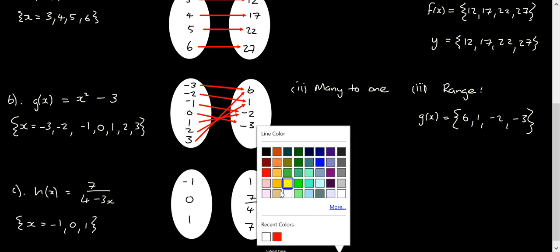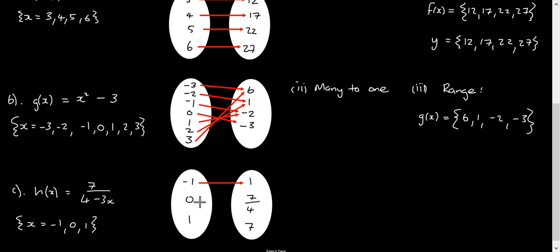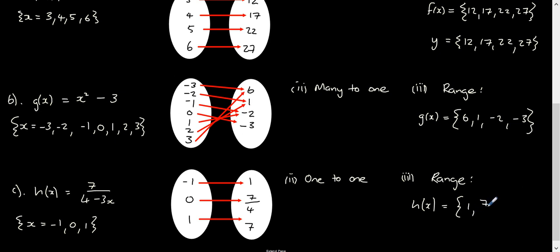And so what we have here, as you can already see, is that each element of the domain maps to one and only one element in the range. And so our function this time, much like part A, is a one-to-one function. Then we have to look at the range, and we'll say our range is h of x, and we list the values that we have. We have 1, we have 7 over 4, and we have 7.